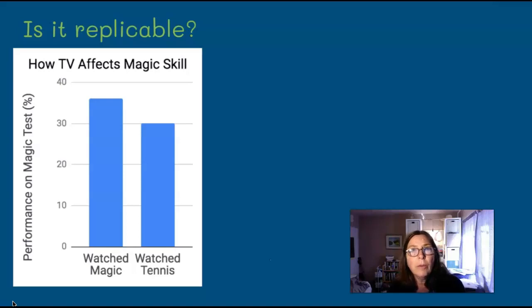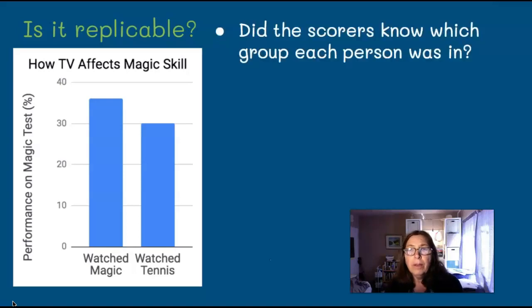So what went wrong? Well, maybe the scorers in your test actually knew which group each person was in. For example, everybody finishes watching TV, they come out, you or your scorers know who was in the magic show TV room and who was in the tennis match TV room, and they kind of expect the people that were watching magic on TV to do better, so they just subconsciously give them a better grade on their magic test.